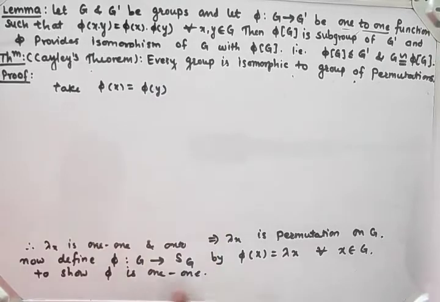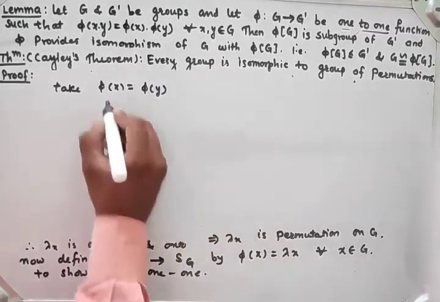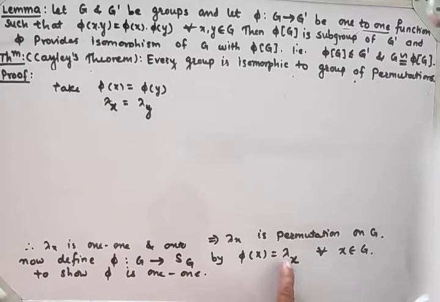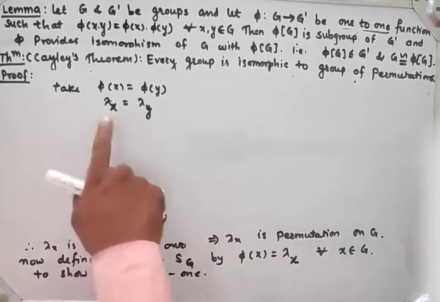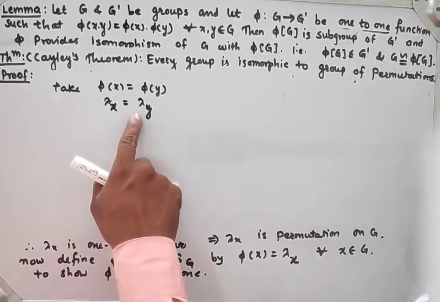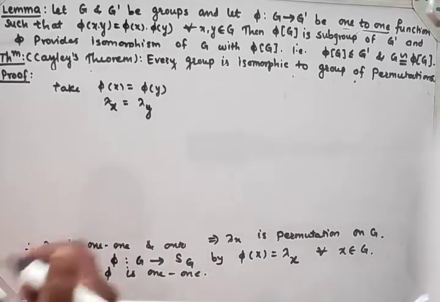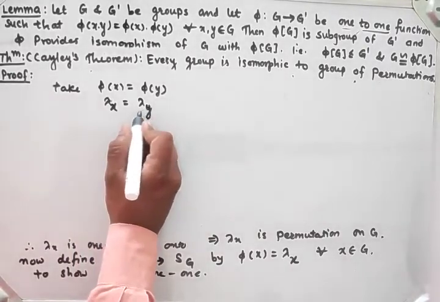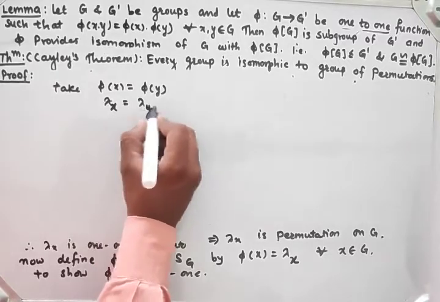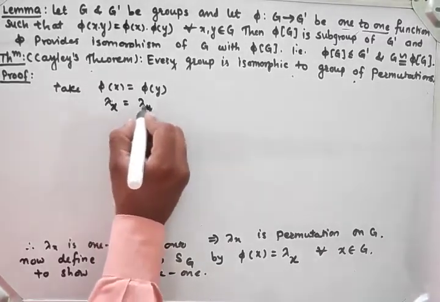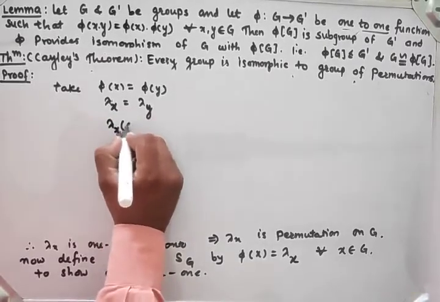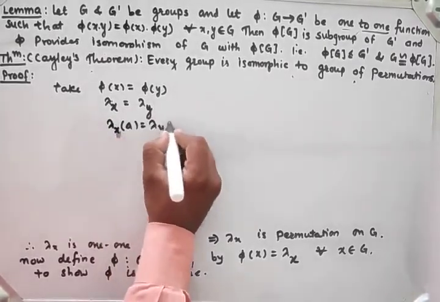So phi of x has value lambda x, so here phi of x is equal to lambda suffix x, and lambda suffix y. I will apply function or value a, so lambda x of a is equal to lambda y of a.